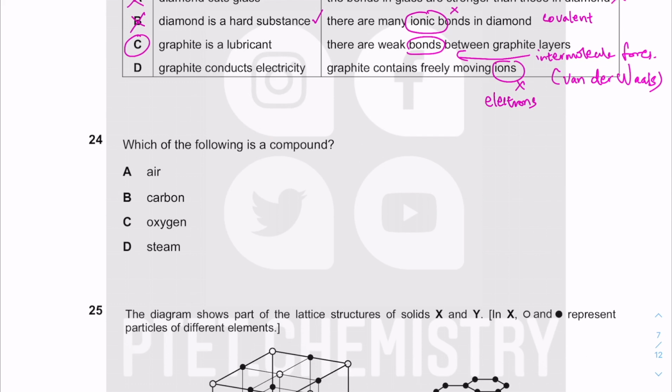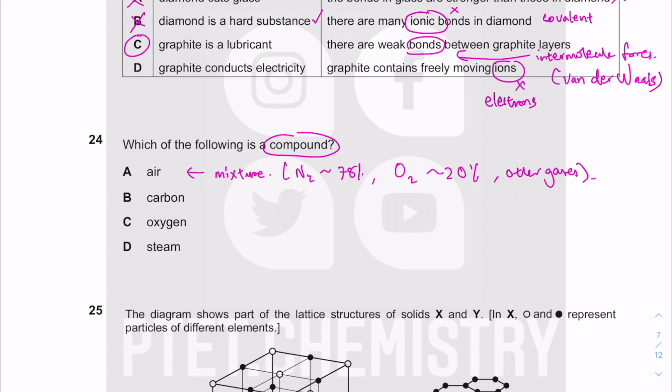24. Which of the following is a compound? A is a mixture. I think it's a repeat of something similar earlier. You have N2, which is around 78%, 79%, O2 is around 20%, and other gases making up the rest of the constituents. I say around because these are not exact values, so take my word for it, and you will learn something more exact later on. This is elements.